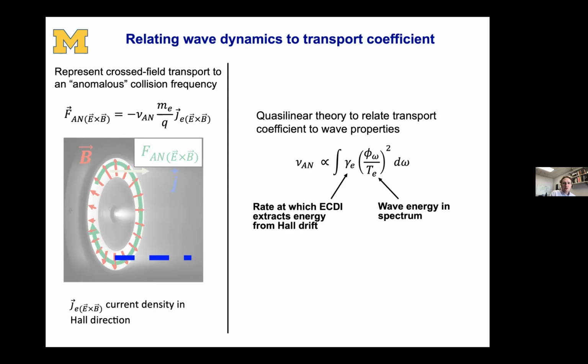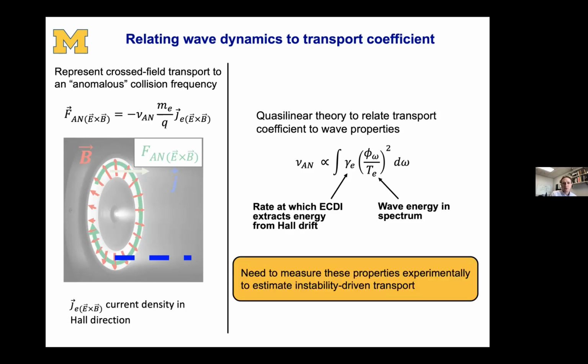So with this quasi-linear expression in mind, the next experimental question is, can we experimentally characterize these properties and in turn relate them back to the empirical profile that we measured? So that sets the stage for the next discussion point, which is how do we measure these properties?